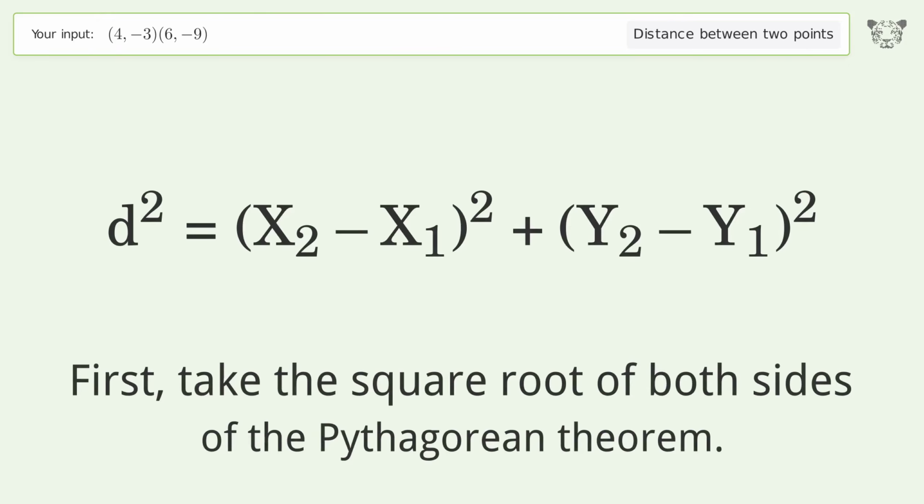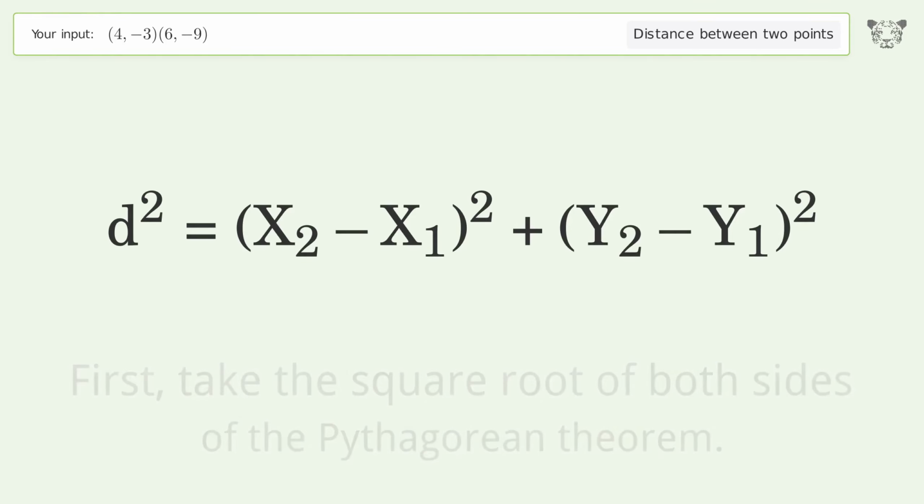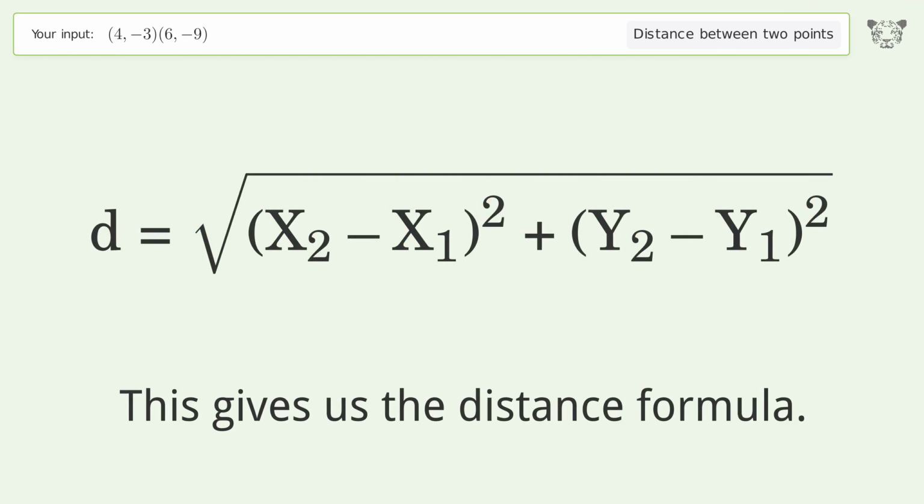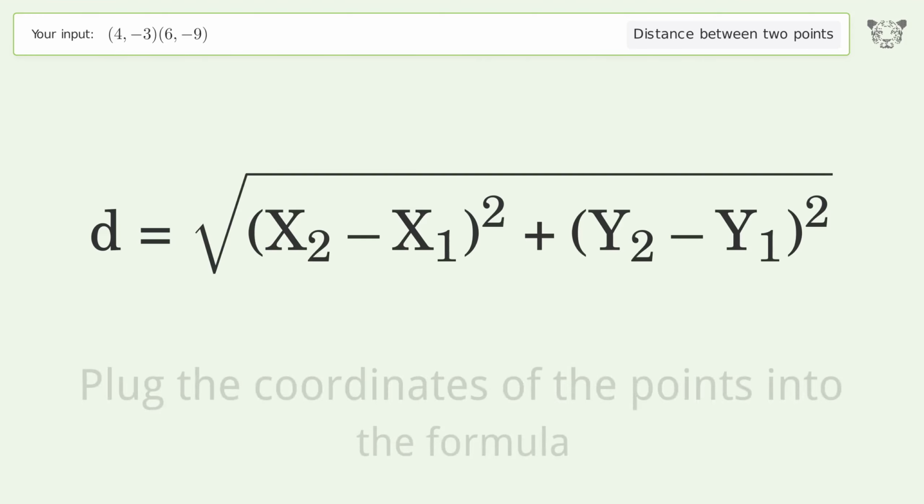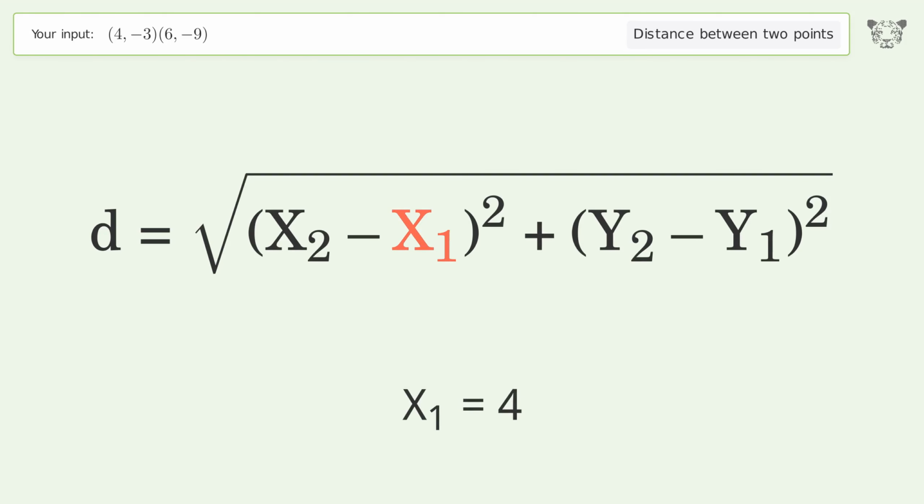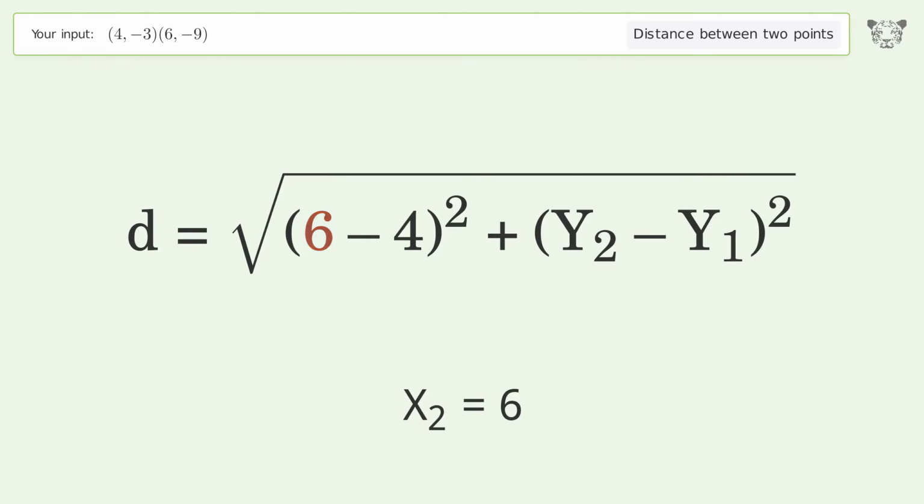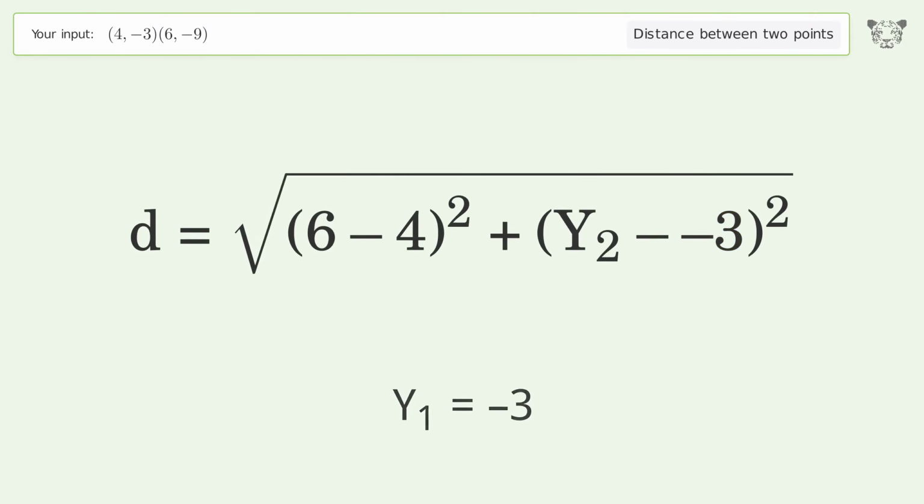First, take the square root of both sides of the Pythagorean theorem. This gives us the distance formula. Plug the coordinates of the points into the formula. x1 equals 4. x2 equals 6. y1 equals -3. y2 equals -9.